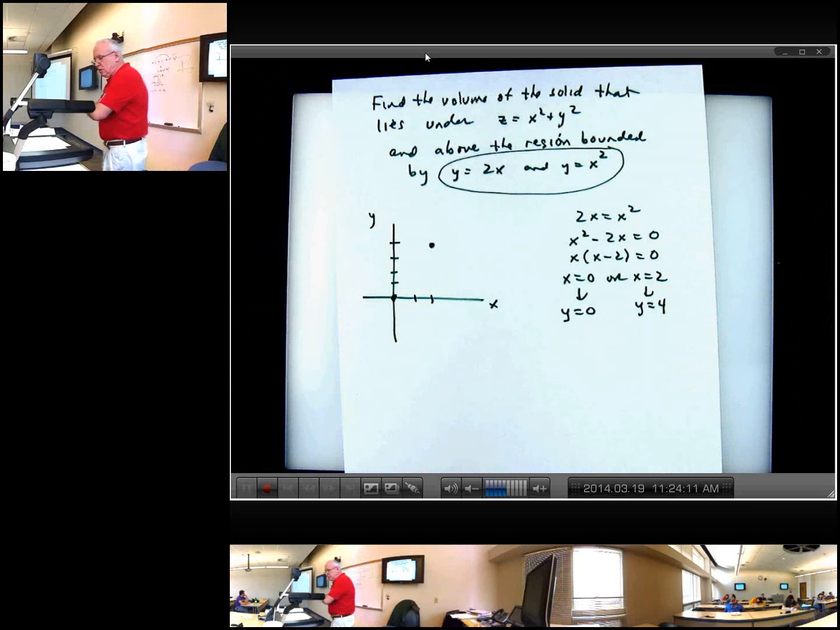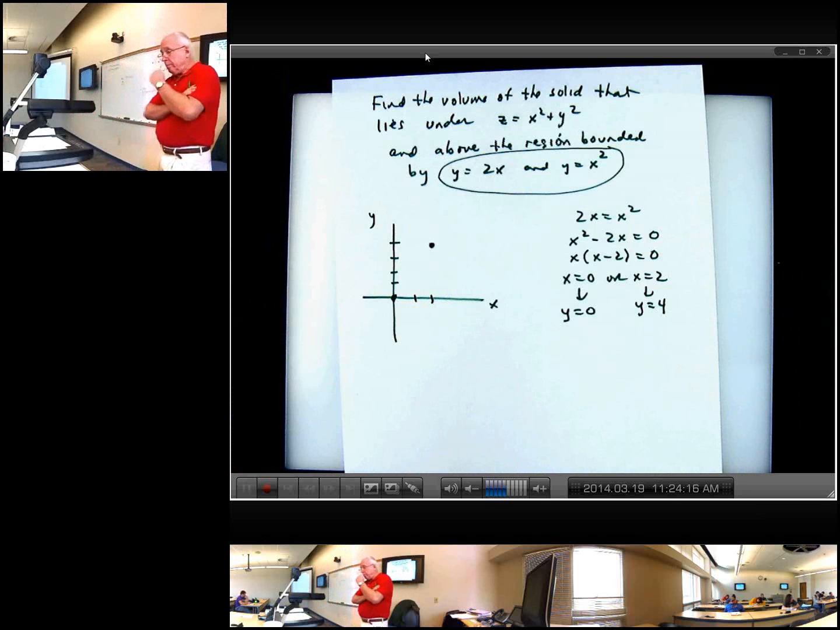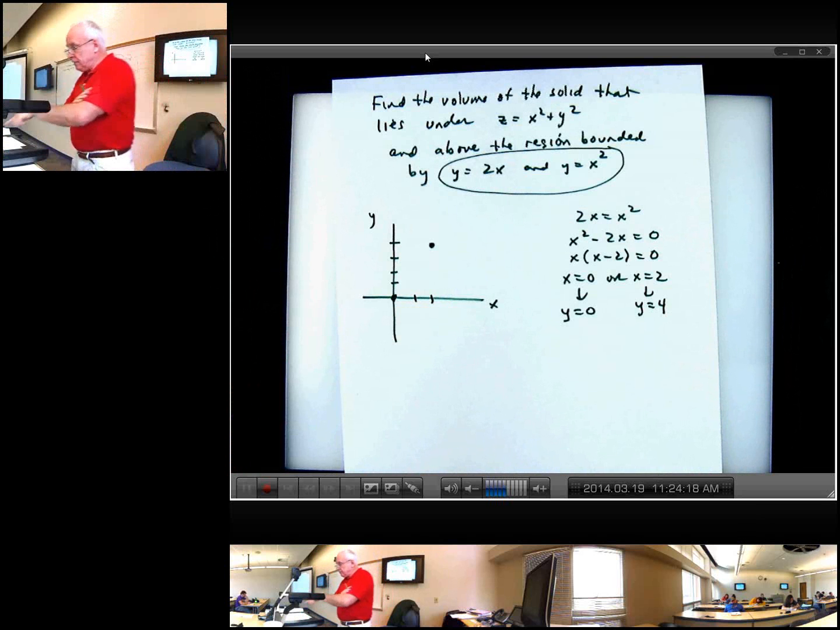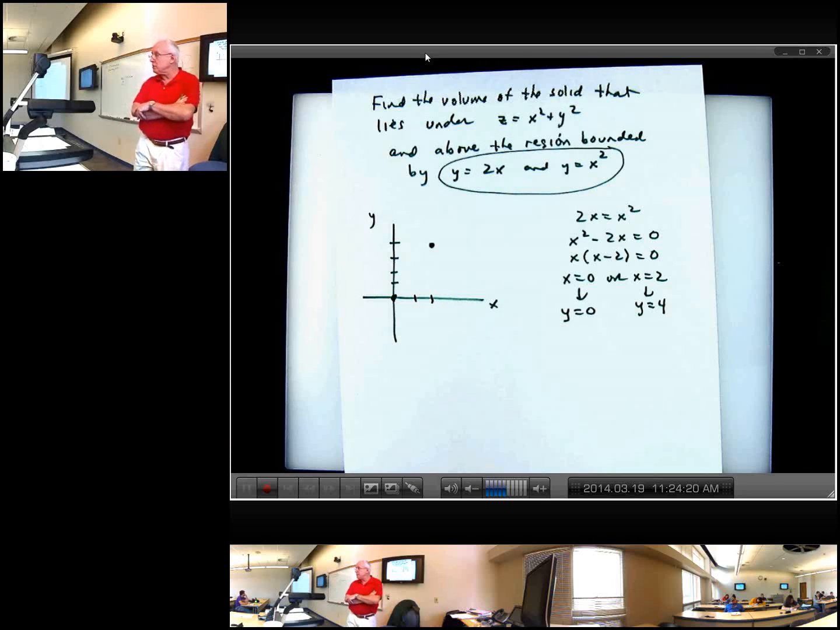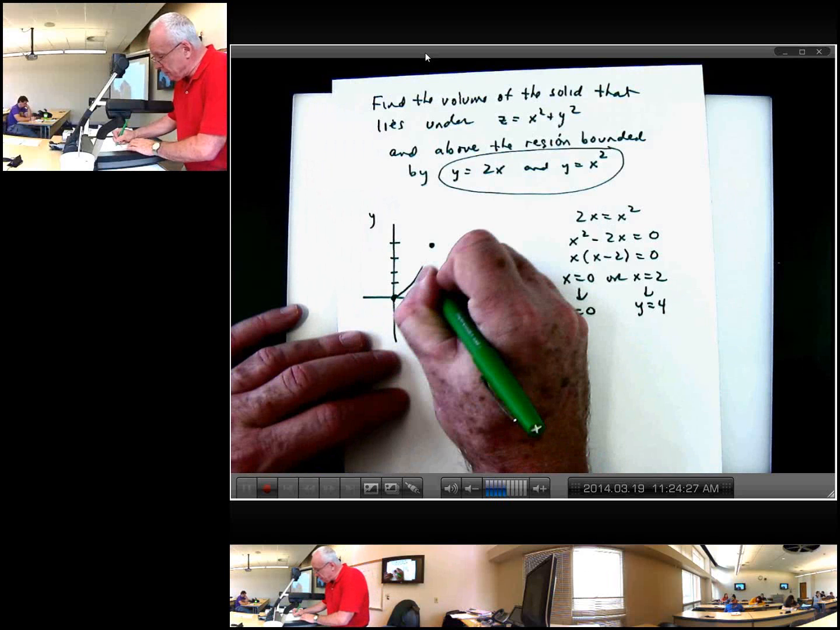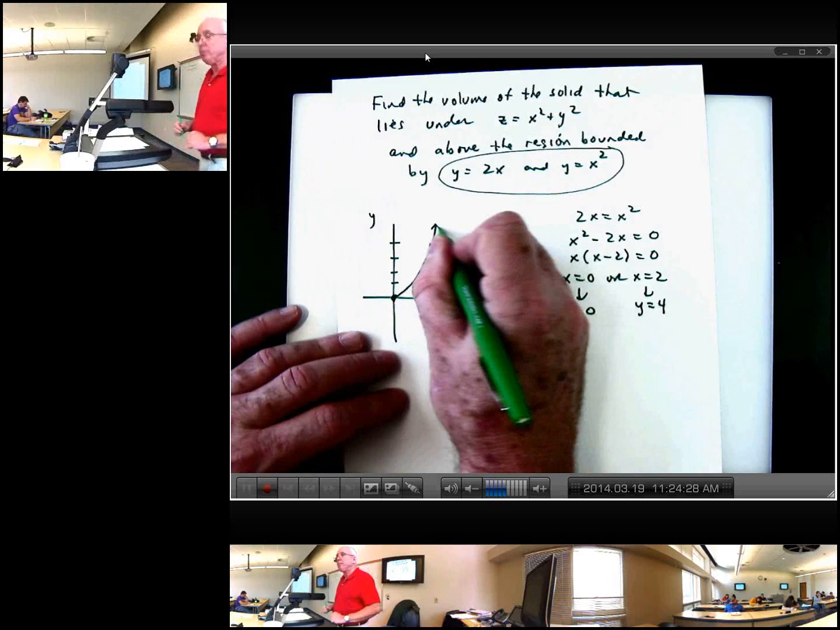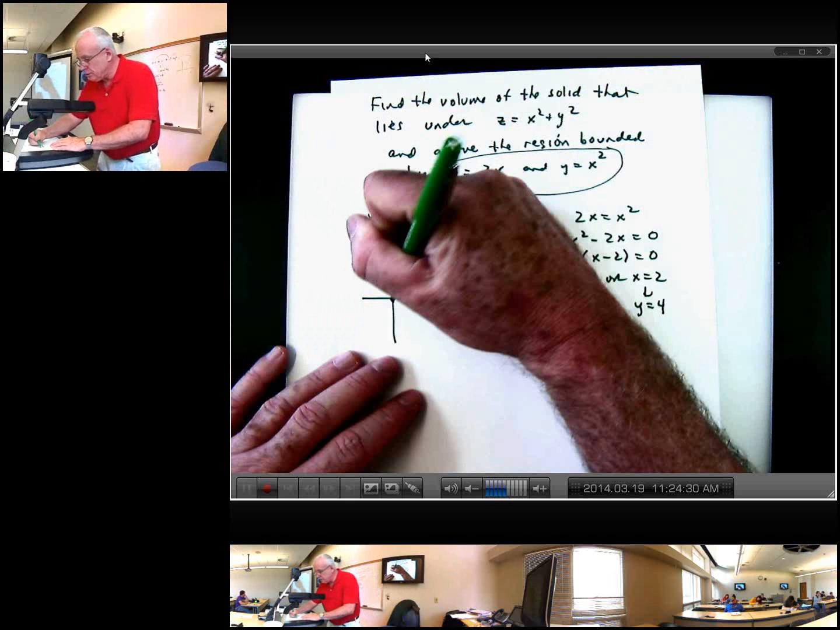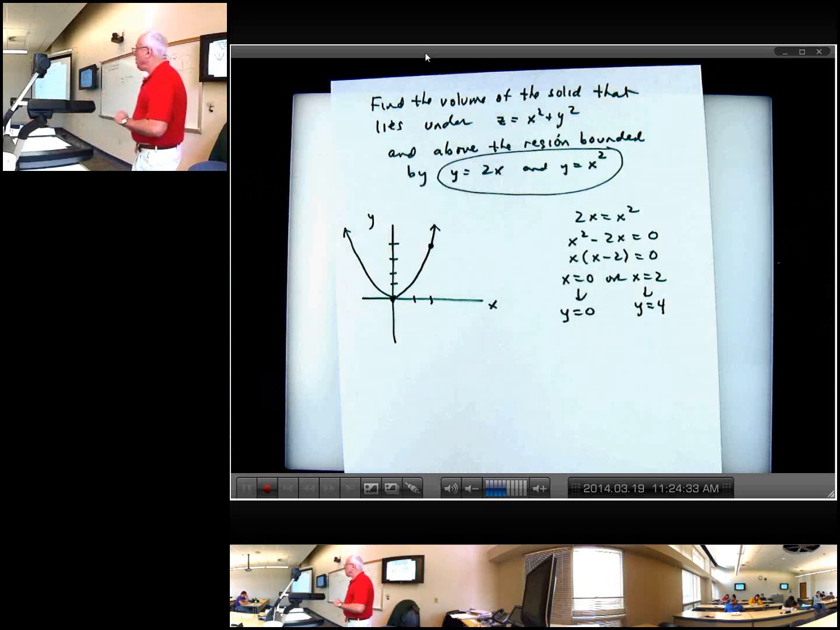And then let's get a rough graph of these 2 curves. And let's do the second one first. Y equals x squared. Of course, we know that that's a parabola with a vertex at 0. So that's going to look something like this. It's going to curve. All right. Well, let's put it up this way too. What the heck? All right.